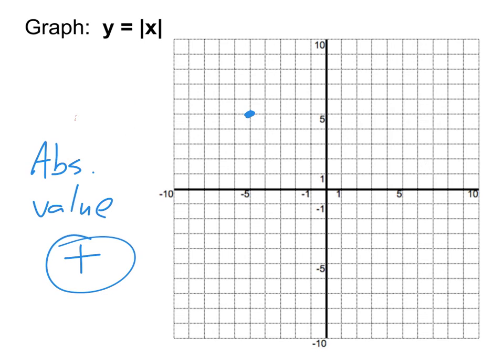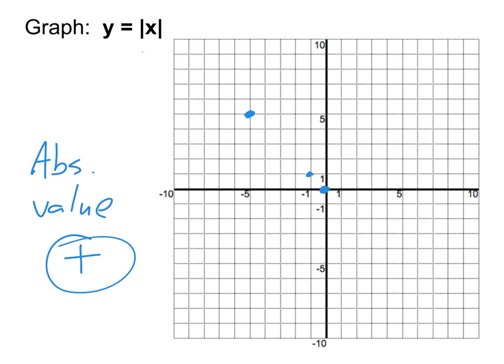Now I just want to grab a couple of them, so let's go to -1. What is the absolute value of -1? 1. And so that means I'm plotting the point here, -1, 1. To plot that point, -1, 1, you go left 1, up 1. Next up, what if we plug 0 in? What's the absolute value of 0? Yeah, it's 0. Because there's nothing to make positive.